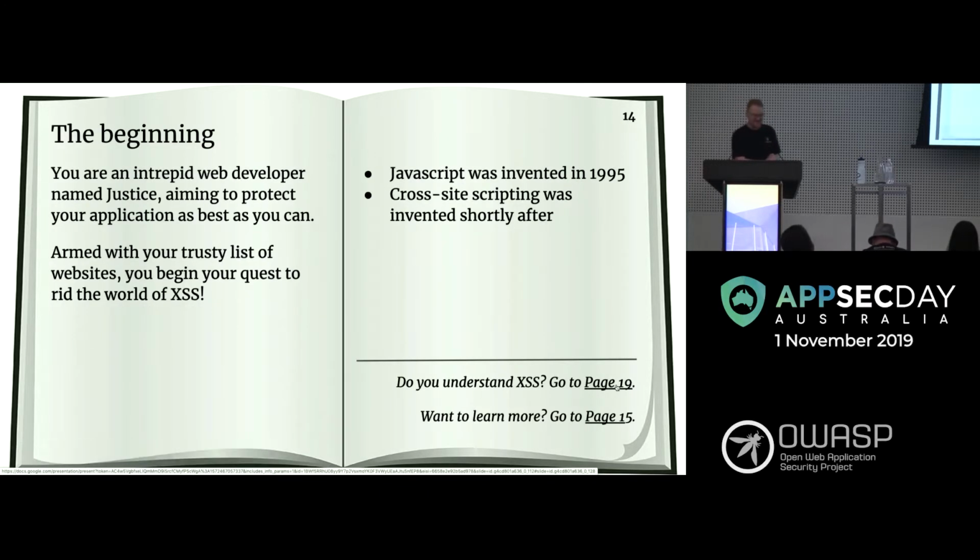Okay, so your name's Justice, a nice gender-neutral name that you want to have in a book that's targeted at all genders. And you've got a trusty list of websites, and you're going to begin your quest. So let's start with a history lesson. JavaScript was invented in 1995 in an alcohol-infused evening by someone who decided to invent something they called MochaScript. And I don't know how many hours or days later it was, but cross-site scripting was invented very shortly afterwards.